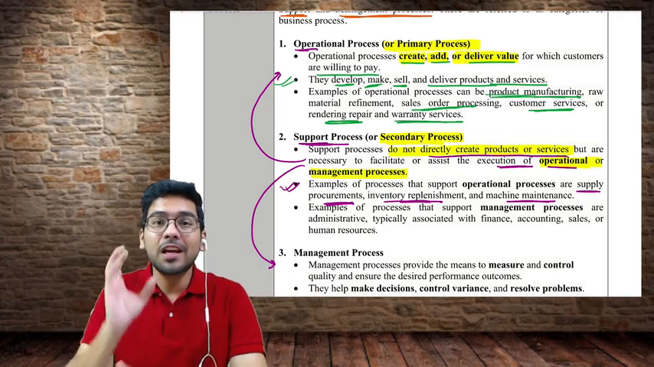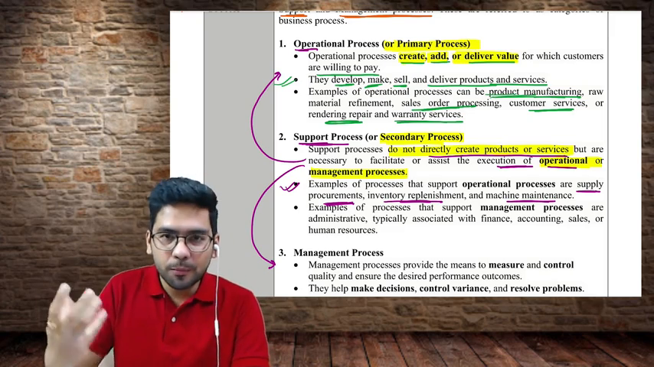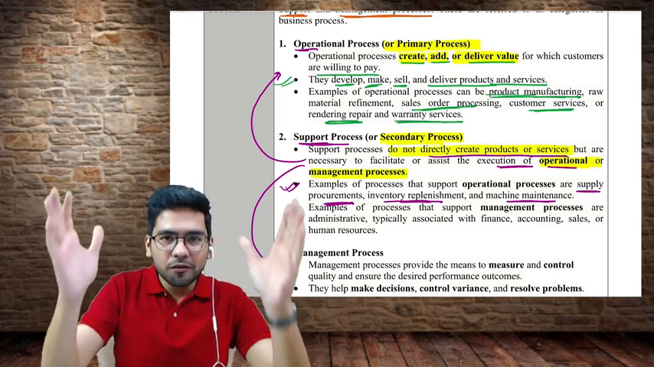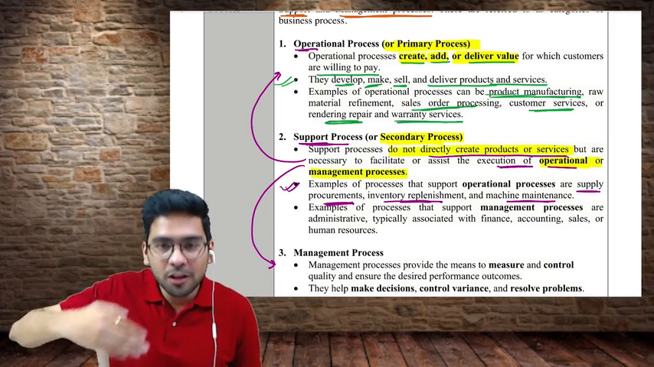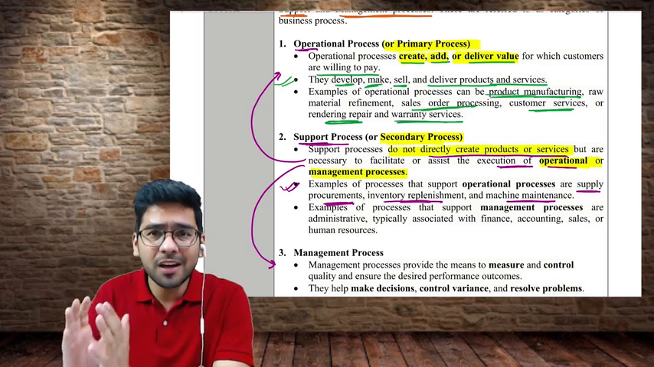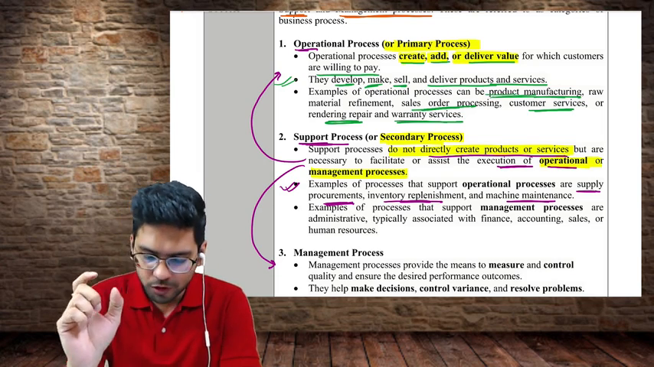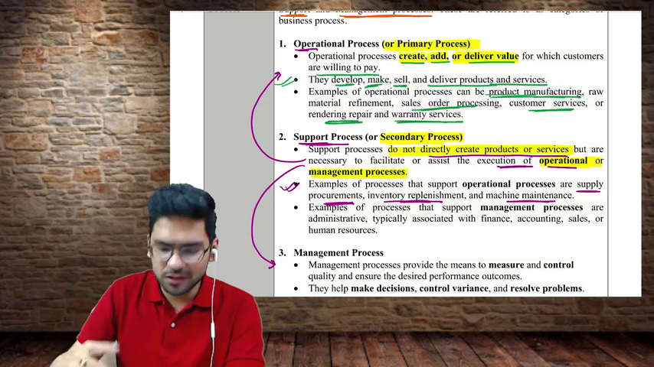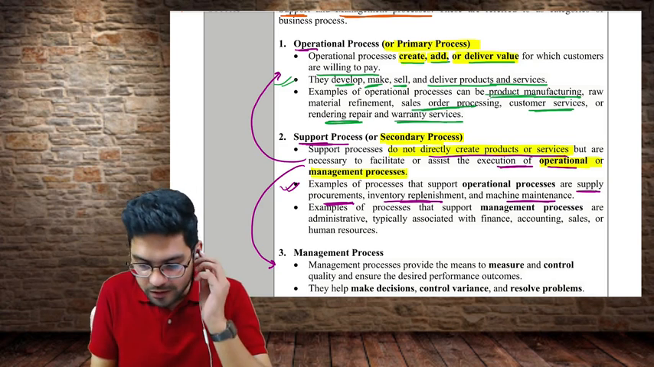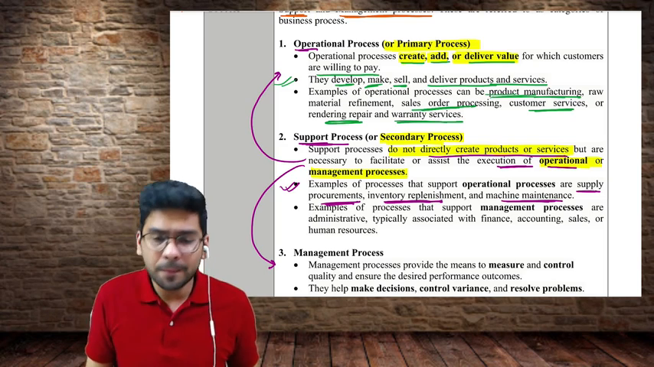It helps in effective manufacturing. So let's say maybe before we start with the production, there will be a routine checkup of the machine. This is a part of, let's say, preventive maintenance, so that during the course of manufacturing our machinery doesn't break down. So again, examples of support processes for operational processes are supply procurements, inventory replenishment, and machine maintenance.